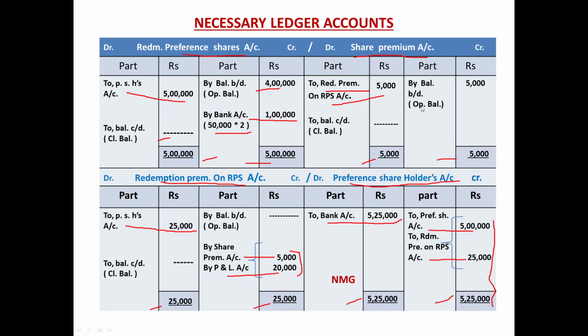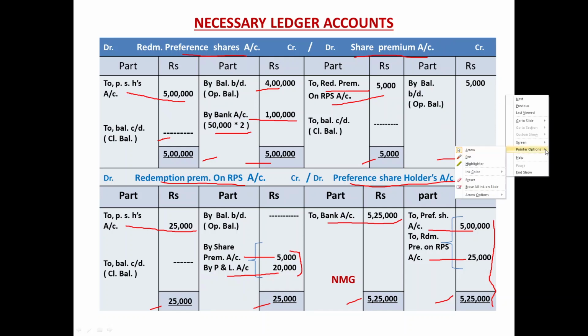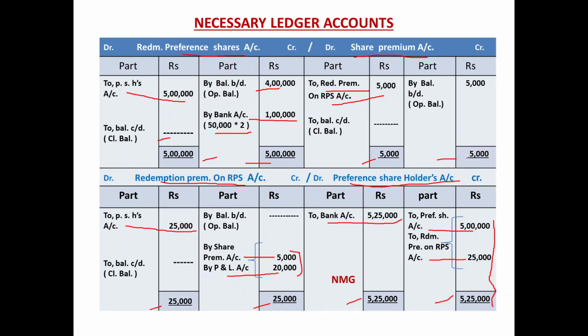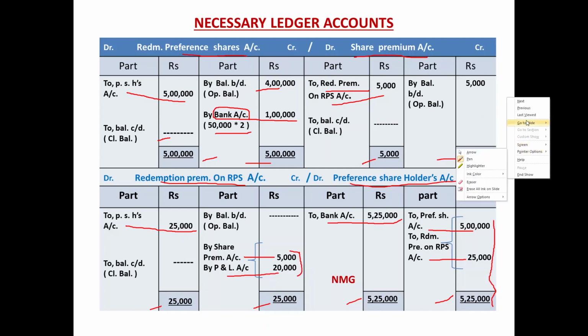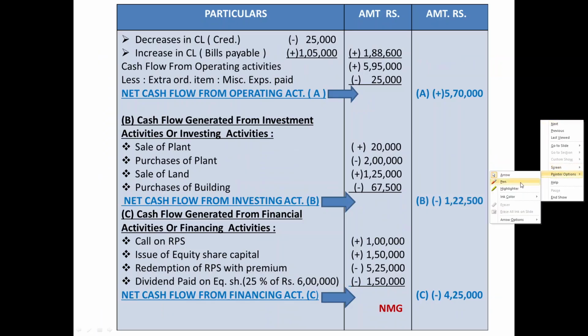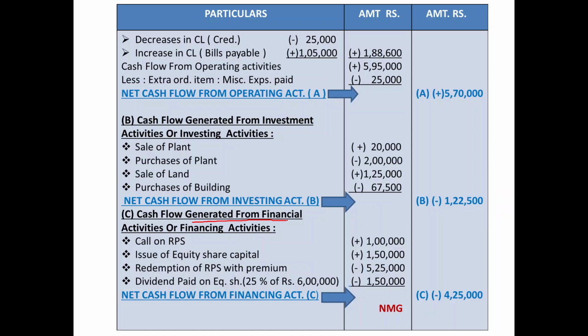Cash flow impact. Let us verify the 7 ledger accounts once again for our cash flow statement impact. Have a look. Preference share capital account. On the credit side, title came bank. Call money received rupees 1 lakh. Under title C, cash flow statement, have a look. Cash flow generated from financing activities: call on RPS plus 1 lakh.